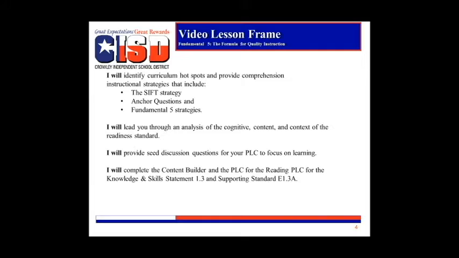Complete the content builder in the PLC for Reading PLC for Knowledge and Skill Statement 1.3, Supporting Standard 1.3a. And then you will analyze the standards in the IFD to gain a deeper understanding of how to use them to focus on student learning.